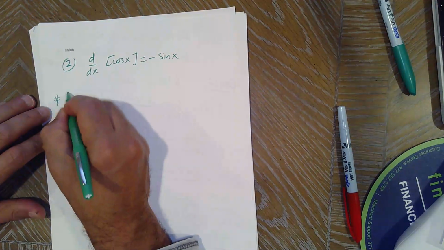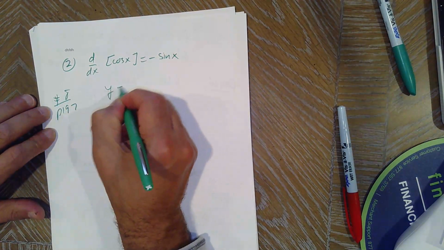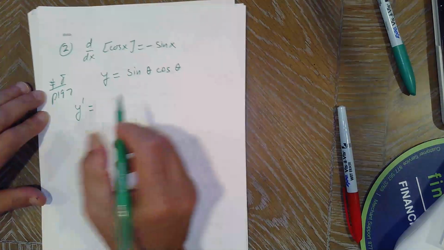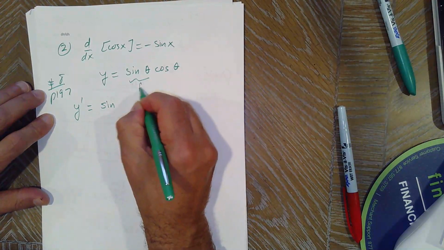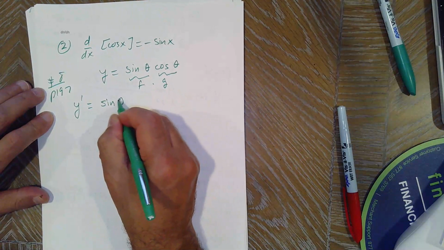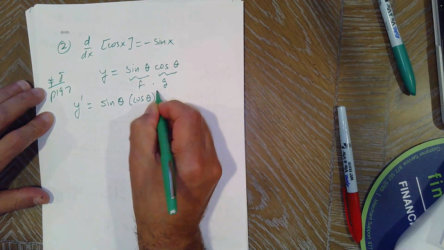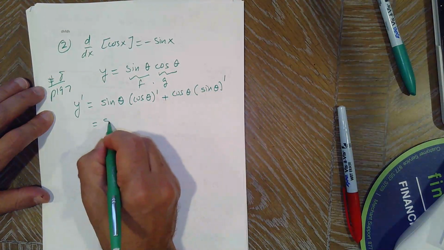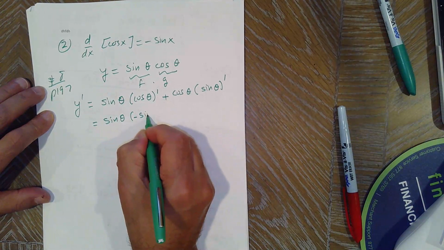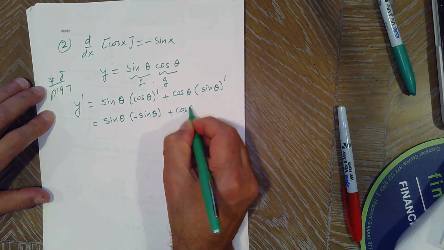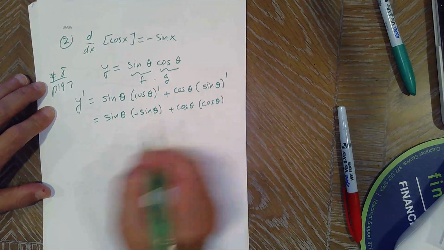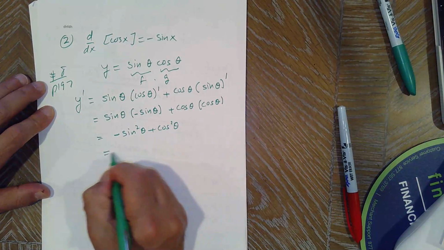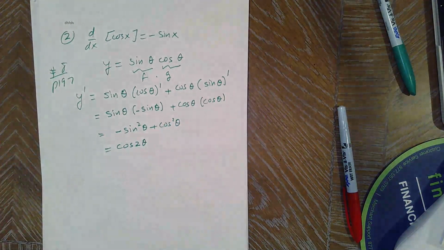Let's look at some examples. Page 197. y equals sine theta cosine theta. So it's derivative using the product rule. This is f times g. So we fix f times the derivative of g plus fix g times the derivative of f. Derivative of the first: sine theta, derivative of cosine is negative sine. Cosine theta, derivative of sine is cosine. So we get negative sine squared theta plus cosine squared theta, which we know is cosine of 2 theta.